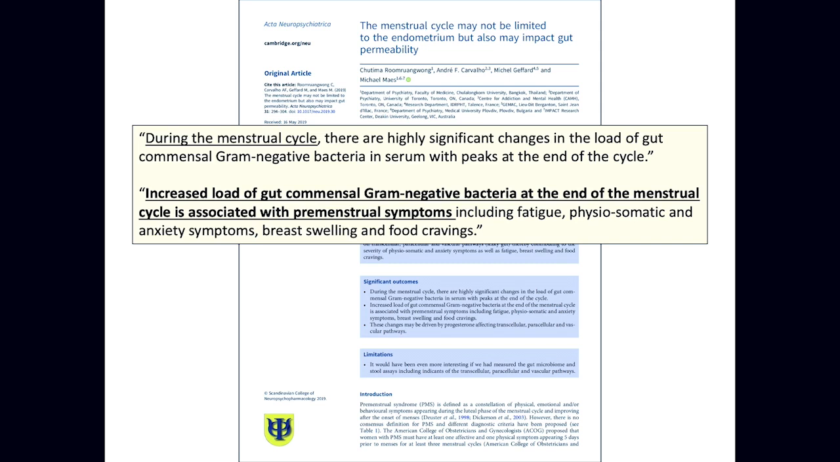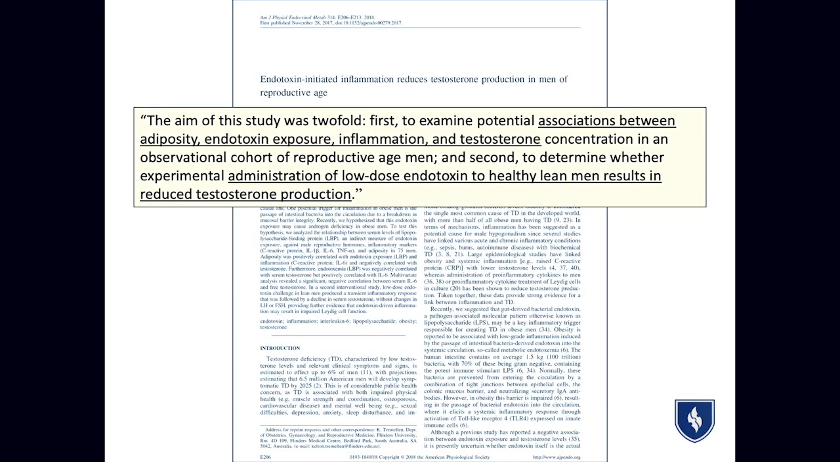So in this study, what they showed is that when there's altering menstrual cycle function, that actually changes the microbiome, and these changes in bacteria in the microbiome are directly associated with PMS symptoms, psychosomatic and tissue swelling and fatigue and pain and food cravings and so forth. So very, very interesting.